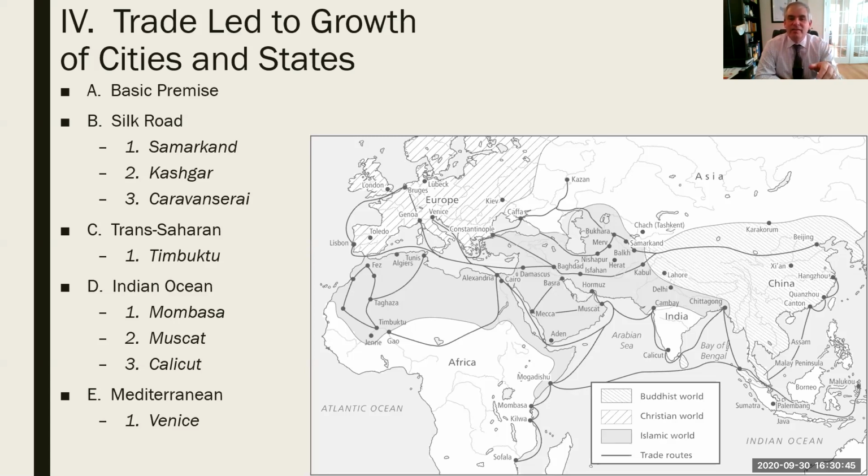Now, some cities like Alexandria, Damascus, Baghdad, Constantinople, those cities had been long established. Mecca, I also see in Saudi Arabia, and Delhi. These cities have been long established, but they also grow and benefit from the introduction and growth of trade during this time.